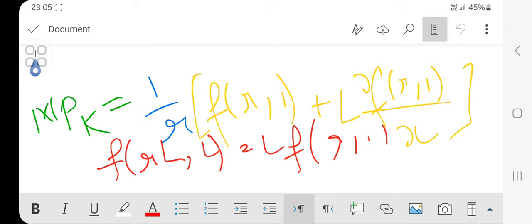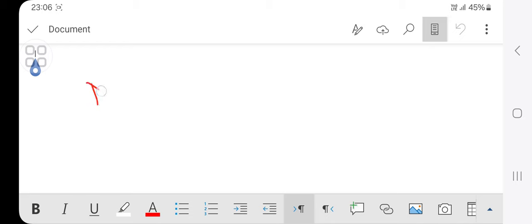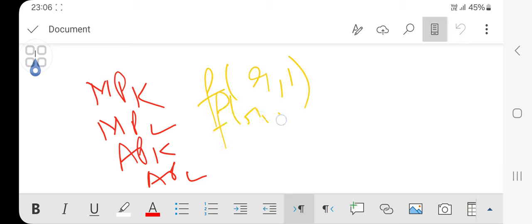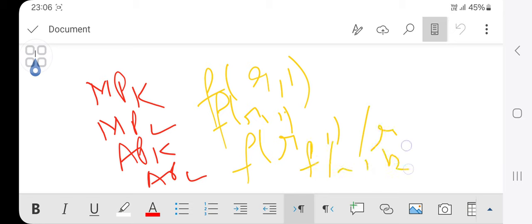I already told you, we know average productivity of labor. From this, the conclusion you can draw is that MPK, MPL, APK, APL are proportional to what? MPK depends on F(r, 1), MPL depends on F(r, 1) and its derivative, APK is F(r, 1) by r, and APL is F(r, 1). So this is your answer for the second one.